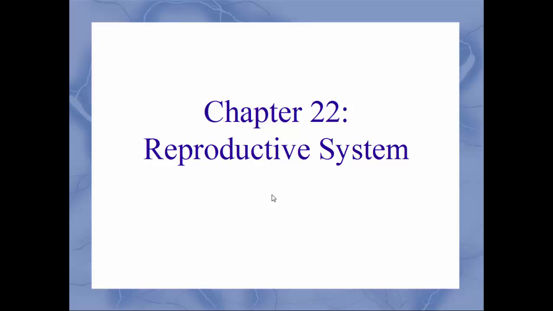Okay, in this chapter, we'll go over the reproductive system. First, we'll start off with the parts of the male reproductive system, then the female reproductive system, and we'll end this chapter and this lecture with the menstrual cycle. So there's a lot of information in this chapter. So you may have to watch this lecture more than once or review the notes several times because there's a lot going on here.